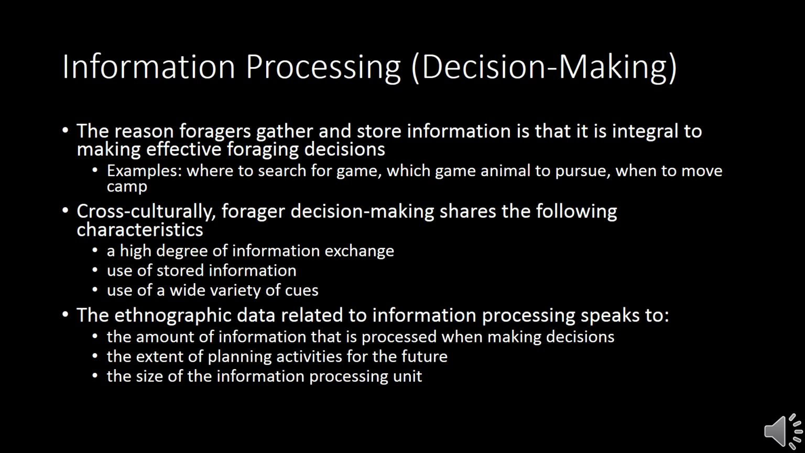Once information has been gathered, it must be processed, that is, used to make decisions. The reason foragers gather and store information is that information is integral to making effective foraging decisions, such as where to search for game or which game animal to pursue or when to move camp. The better informed an individual is, the better his or her foraging decisions will be. This is important because a poor decision can result in hunger, injury, or death. Cross-culturally, forager decision-making shares the following characteristics: a high degree of information exchange, stored information, and the use of a wide variety of cues. The ethnographic data related to information processing speaks to the amount of information that is processed when making decisions, the extent of planning activities for the future, and the size of the information processing unit. We'll look at each of these in turn.